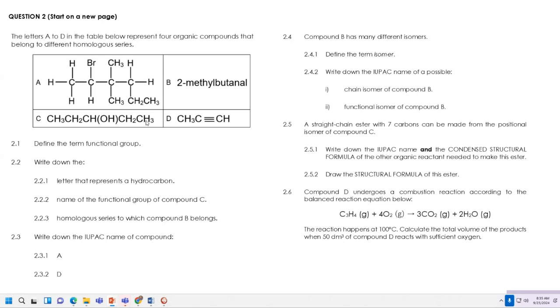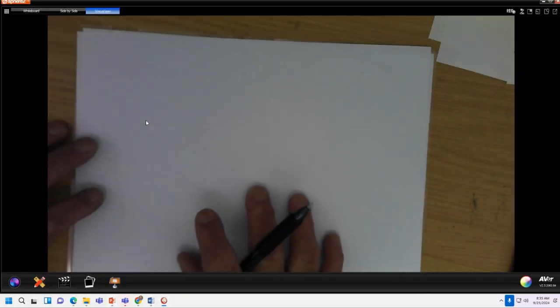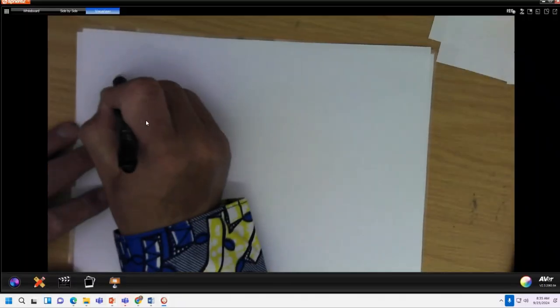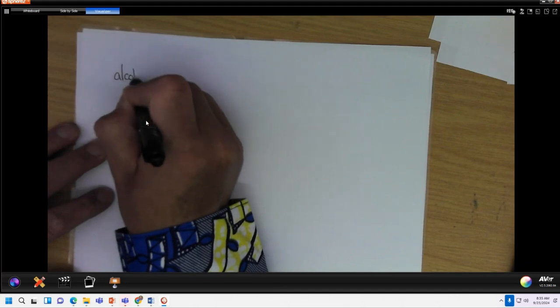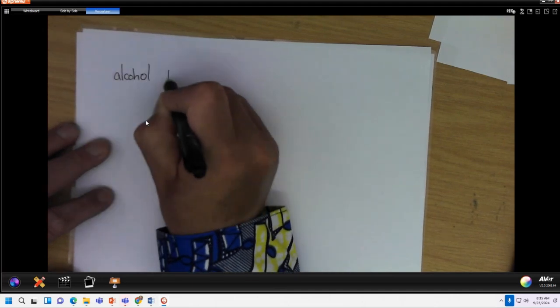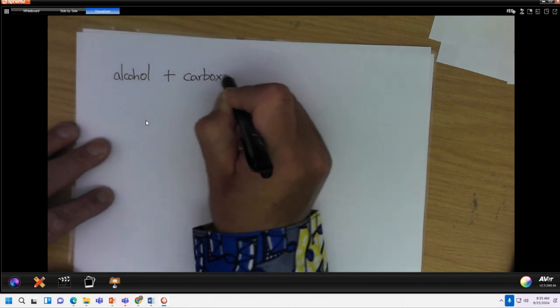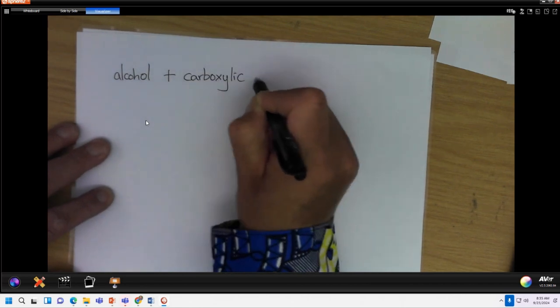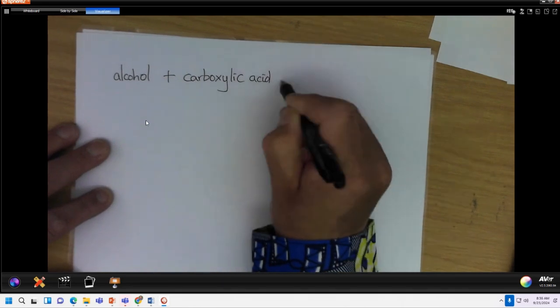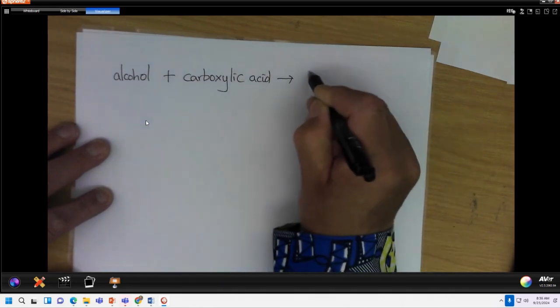Right, so now they're saying that an ester can be made from that. Now, let's just put a pause button here because we need to explain something. I'm going to go to my visualizer here. You may remember in term one that an alcohol plus a carboxylic acid gives rise to an ester.